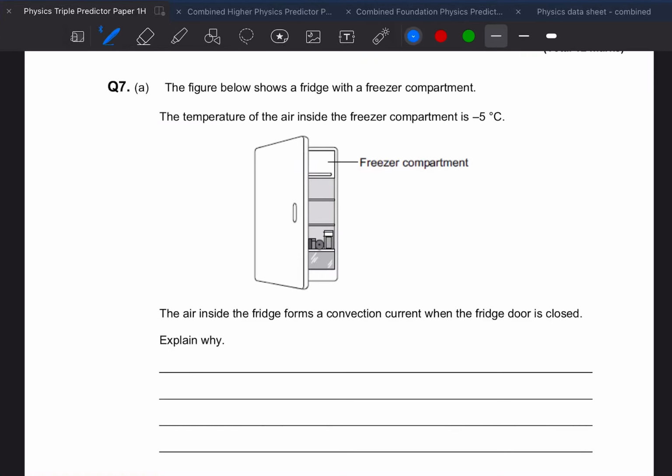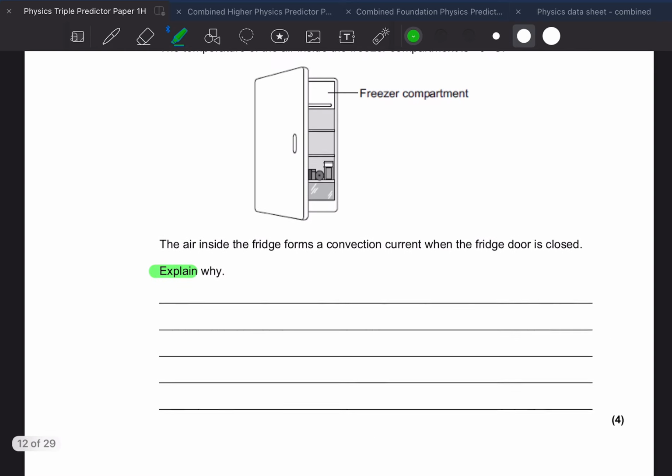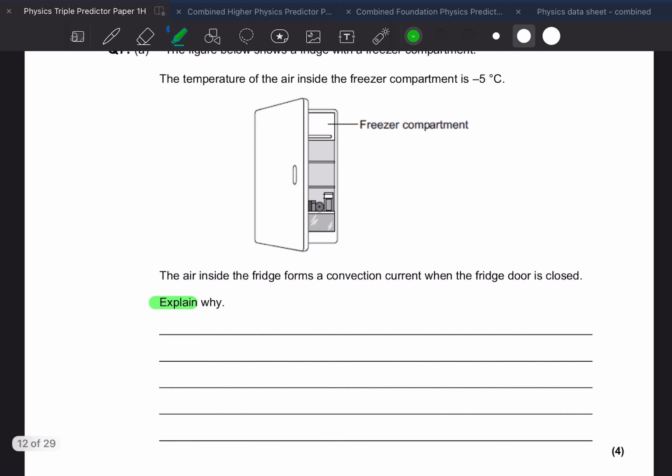Okay, question 7. The figure below shows a fridge or a freezer compartment. The temperature of the air inside the freezer compartment is -5. The air inside the fridge forms a convection current when the fridge door is closed. Explain why. So this is a command word. Explain is worth 4 marks, so it's worth having a bit of a plan for a longer answer question.